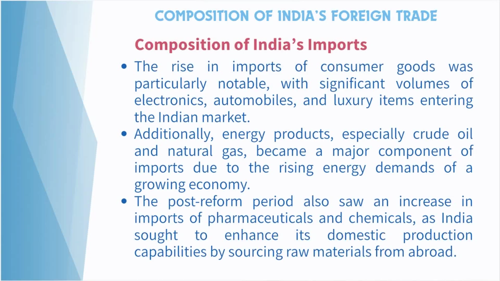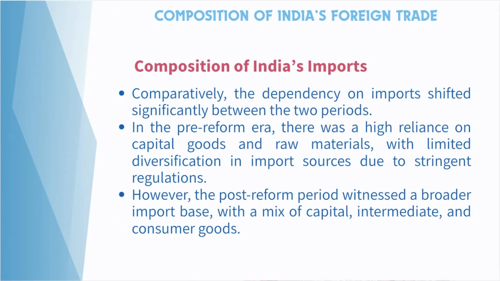The post-reform period also saw an increase in imports of pharmaceuticals and chemicals as India sought to enhance its domestic production capabilities by sourcing raw materials from abroad. Comparatively, the dependency on imports shifted significantly between the two periods. In the pre-reform era, there was a high reliance on capital goods and raw materials, with limited diversification in import sources due to stringent regulations.